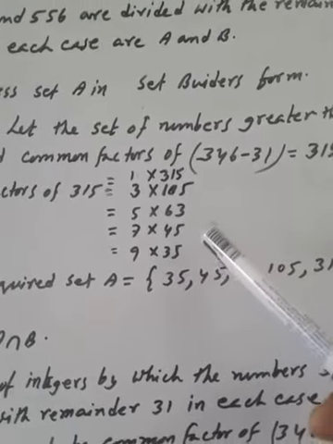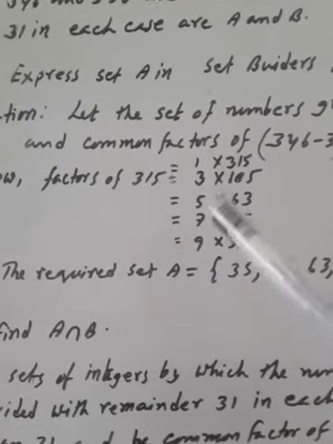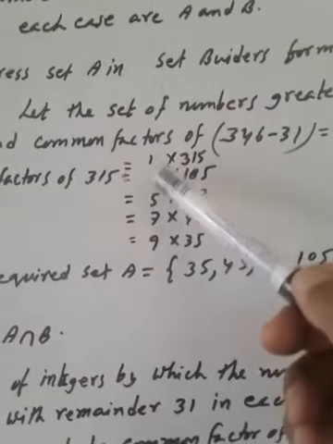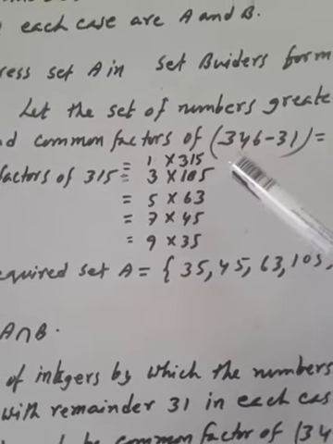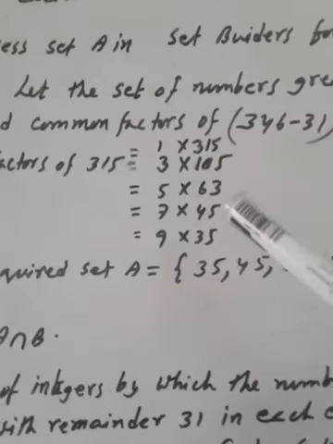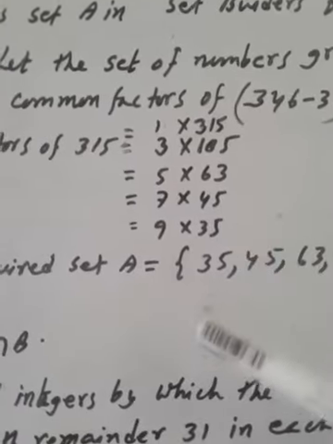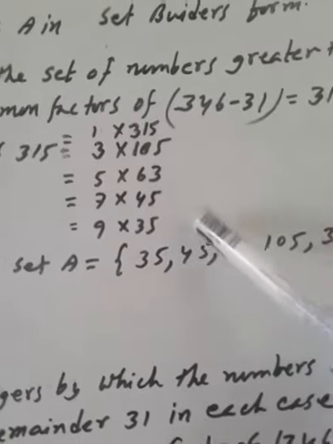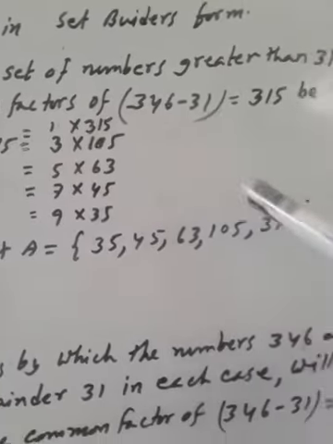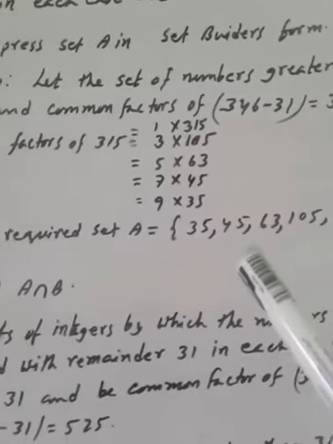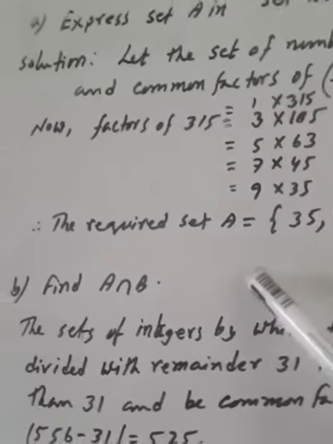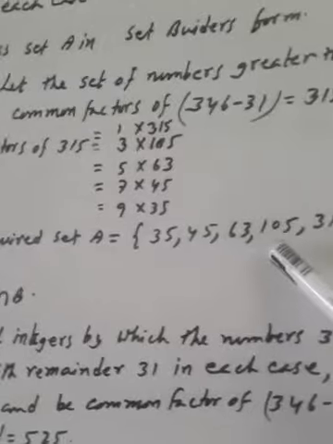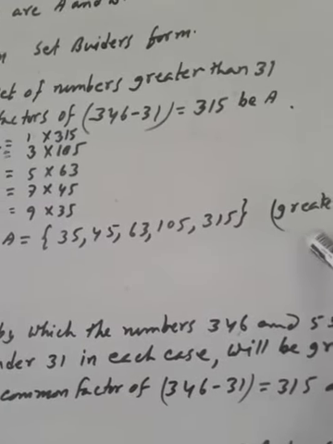Then the factors will be greater than 31. Here the factors are 1, 3, 5, 7, 9, 35, 45, 63, 105, 315. But we have to take the factors greater than 31. So those greater than 31 are 35, 45, 63, 105, 315. These are the elements of set A. The answer is: the required set A equals 35, 45, 63, 105, 315.